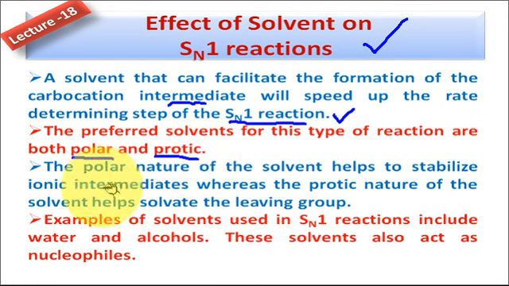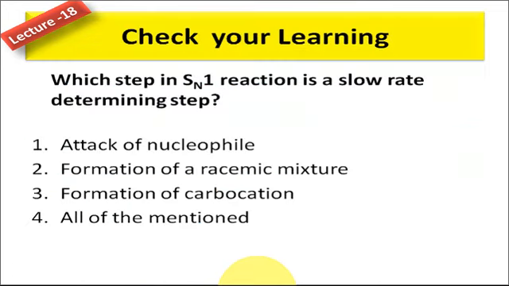Why? Because the polar nature of the solvent helps to stabilize ionic intermediates. That means polarity of the solvent increases the stability of the carbocation formed, while the protic nature of the solvent helps solvate the leaving group. That means the reaction can be possible through SN1 mechanism. Examples of solvents used in SN1 reaction are alcohol and water, because these solvents also act as the nucleophile.